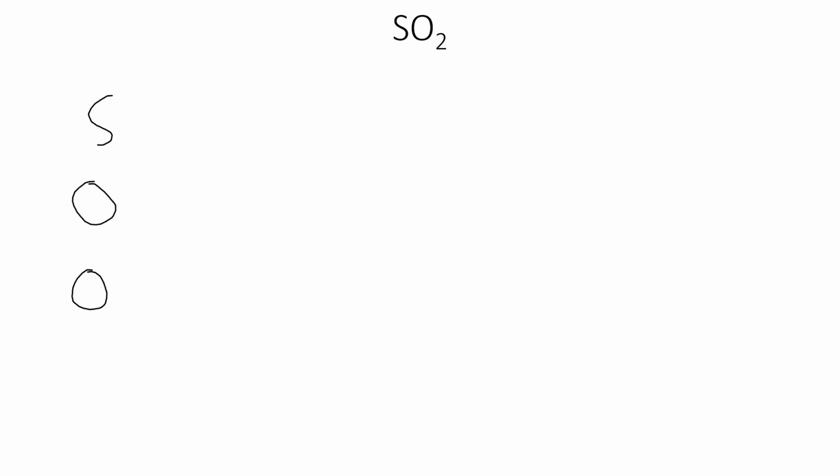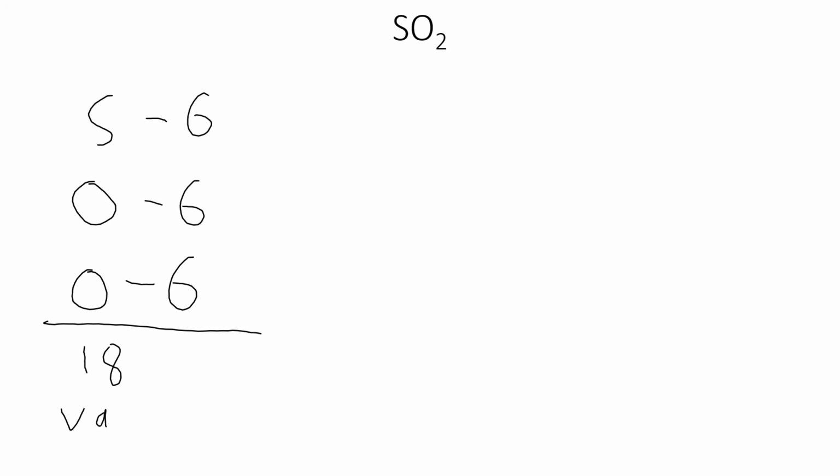So again, count up your valence electrons. That's the first step. Sulfur is in group 6A for 6 valence electrons. Oxygen is also in group 6A for 6 valence electrons. So our sum total is we're looking at 18 valence electrons in our structure.